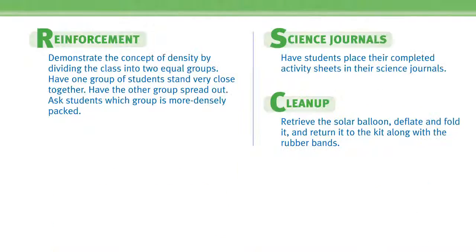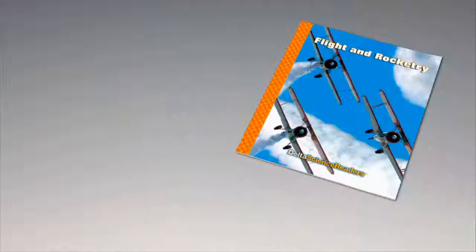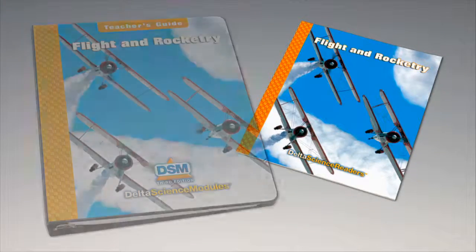Finally, inform students that in the next activity, airplane design, they are going to make and fly paper airplanes. To conclude Session 2, let students keep their kites. Discard any scraps of string, straws, and paper. Return the rolls of string and tape to the kit. For science background, reinforcement activities, curriculum connections, and information about the Delta Science Reader, please consult your DSM Teacher's Guide.